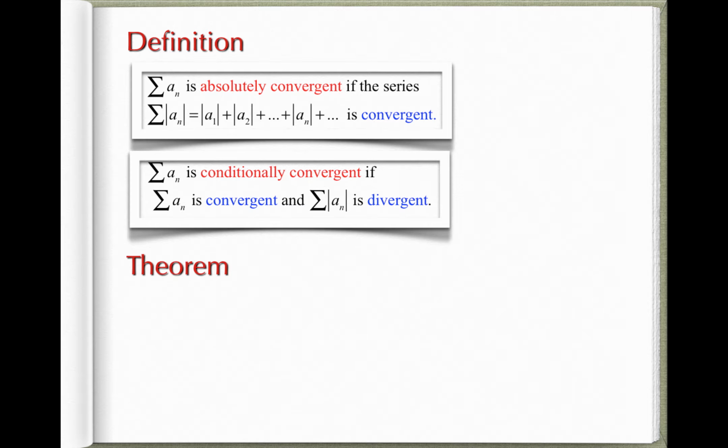So we have that the series is conditionally convergent if a sub n is convergent, but the absolute value of the series is divergent. And we've got a really cool theorem that is very much related to these absolutely and conditionally convergent definitions. If a series a sub n is absolutely convergent, then a sub n is convergent. Again, feel free to pause to give students a chance to write this down.